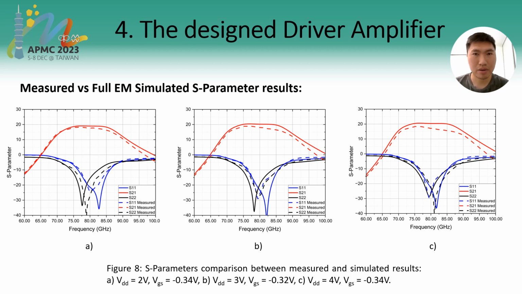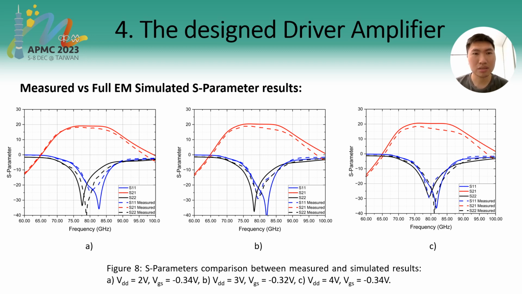Below is the comparison of the measured and the full EM simulated S-parameter results. The straight solid lines are simulated and the dashed lines are for the measured result. The design is swept over different bias conditions to see how much variance there is in the circuit. As you can see, the design gets over 18 dB of measured gain from 75 to 81 gigahertz. It has a peak gain of 18.8 dB at 81 gigs.